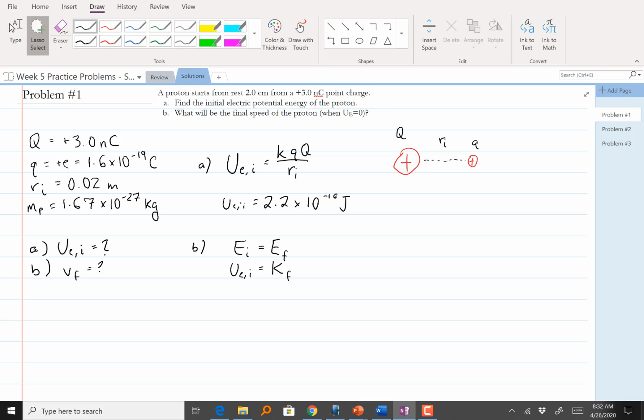But for the final kinetic energy, this is going to be equal to 1/2 times the mass of the proton times the final speed squared, right? Where the thing that I'm looking for is this final speed, and everything else in this equation I've got defined. All right, and so then I just have to solve. And I've got a final equation.